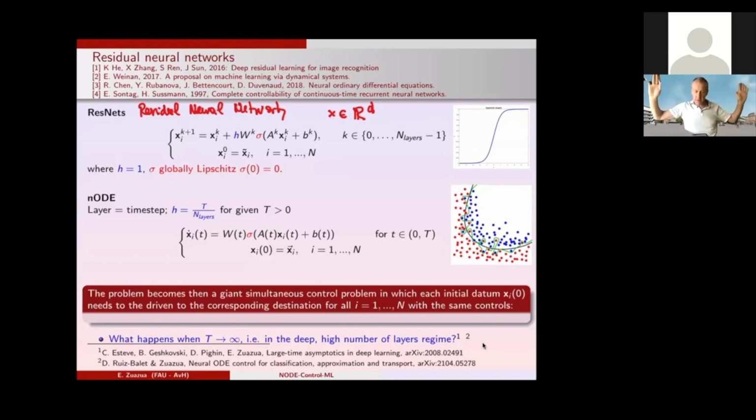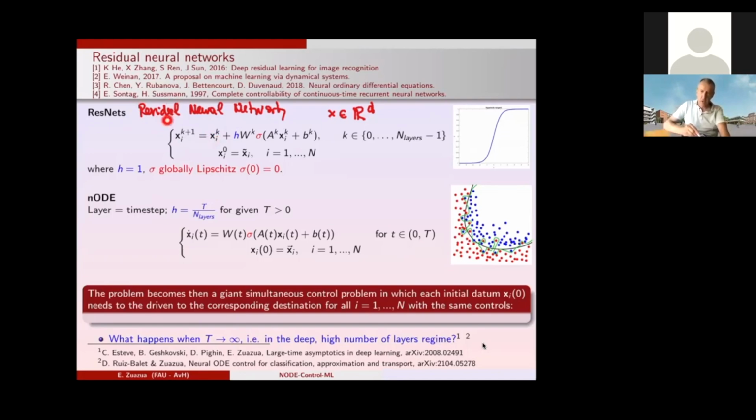It doesn't really matter. And then a residual neural network is just a discrete-time dynamical system in which you move from, say, step k to k plus 1 in an incremental manner, in a residual manner.